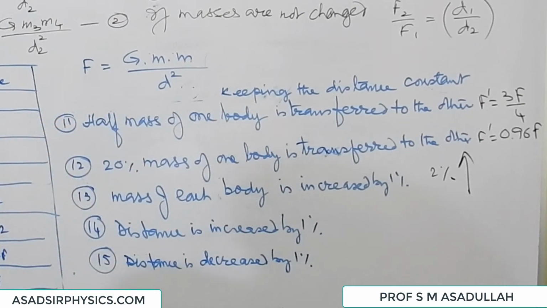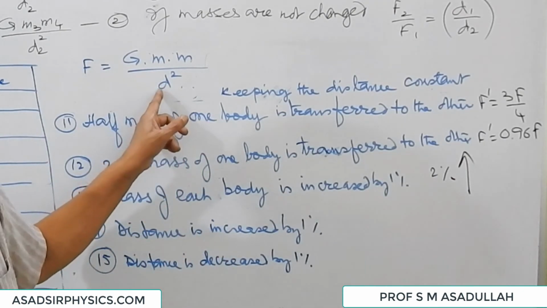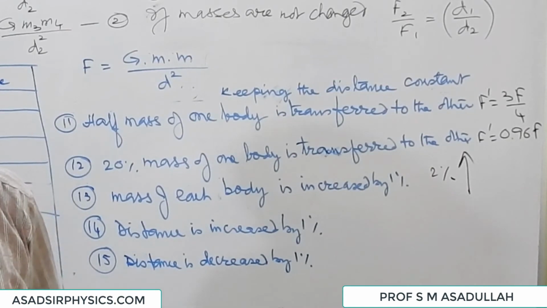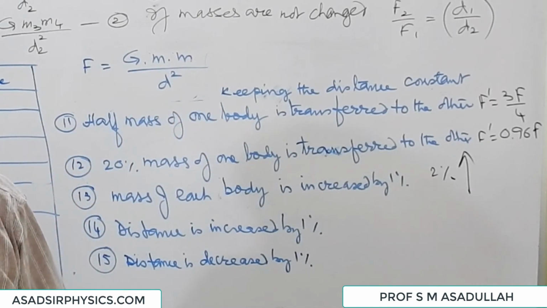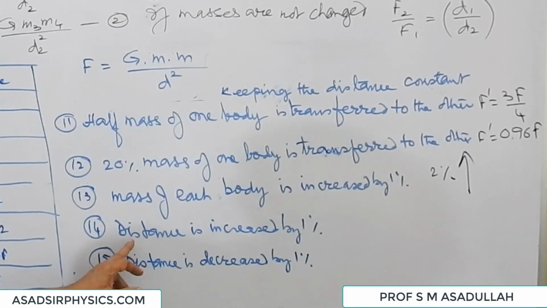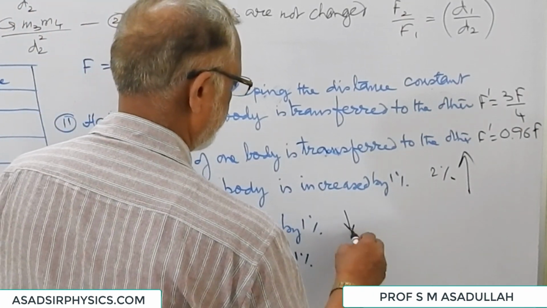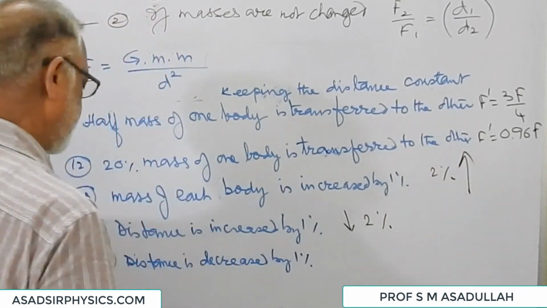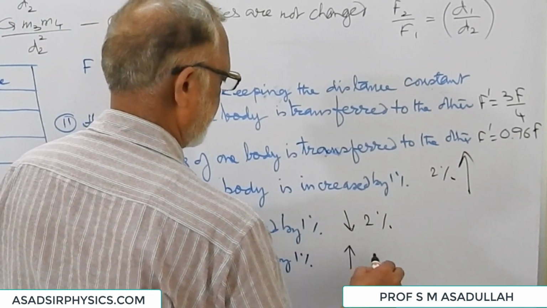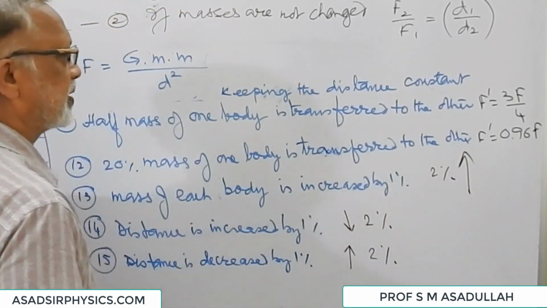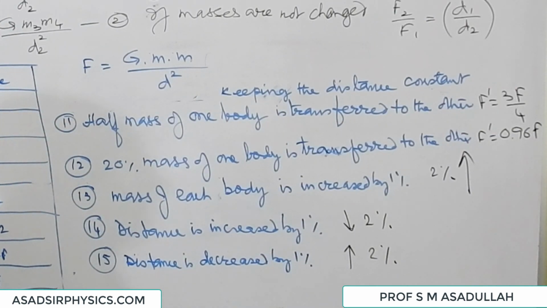Distance is occurring in the denominator. It has got power 2. So a 1% change is equivalent to an overall 2% change. It is occurring in the denominator. If the denominator increases, the overall value decreases. If the denominator decreases, the overall value increases. Okay, if distance is increased by 1%, the force decreases by 2%. Then if distance is decreased by 1%, the force increases by 2%. So like this we can solve. Now we'll take some more problems.